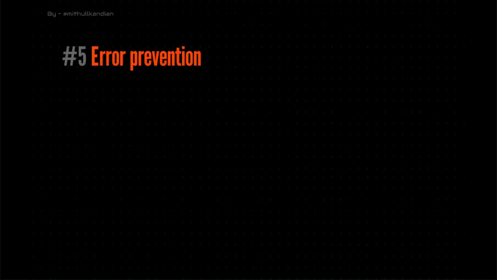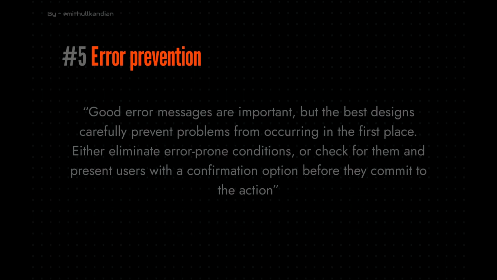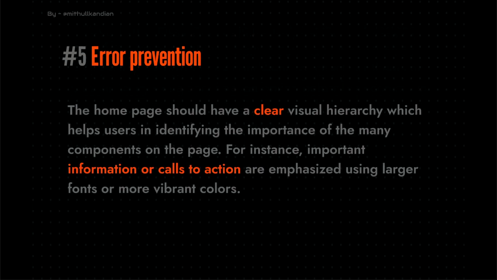Number 5. Error prevention. Good error messages are important, but the best designs carefully prevent problems from occurring in the first place. Either eliminate error-prone conditions, or check for them and present users with a confirmation option before they commit to the action. The home page should have a clear visual hierarchy, which helps users in identifying the importance of the many components on the page.